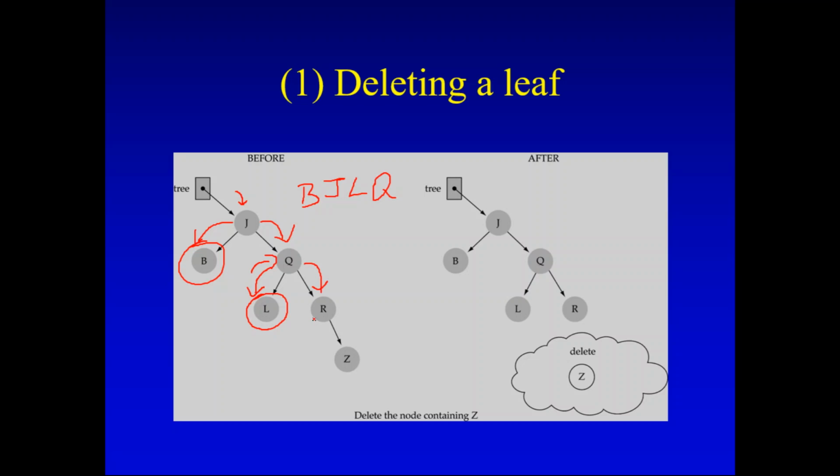Then go to its right. Does this have a left child? No. So there is no left here, so visit that particular node itself. That is R. After visiting that node, you go to its right, that is Z. Does it have a left? No. So just display Z. Does Z have a right? No. So here also, if you see, it is in ascending order: B, J, L, Q, R, Z.